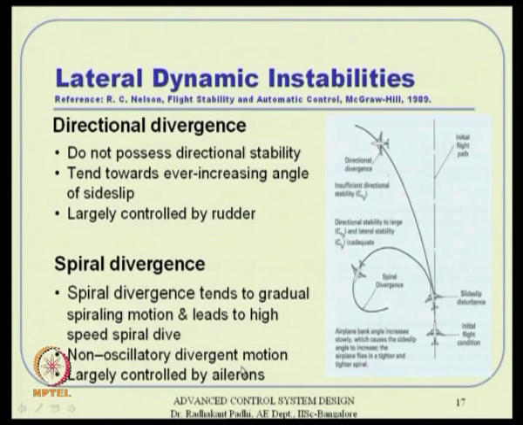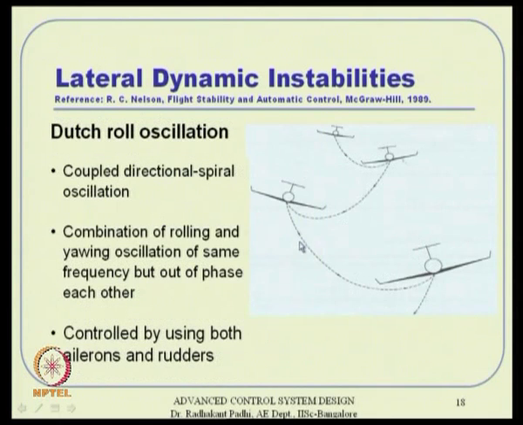The distance of mass distribution from the x axis is typically small, and hence the Ix is typically small. That is why these ailerons will have a larger impact on the aircraft. Okay, and then there is an interesting phenomenon which couples both of that, and that is something called Dutch roll oscillation. That means it couples directional and spiral oscillation both.